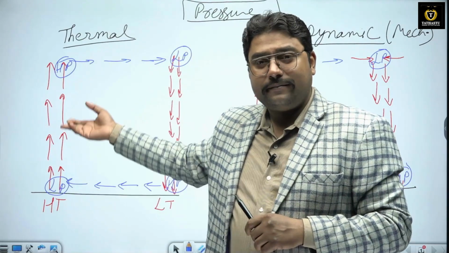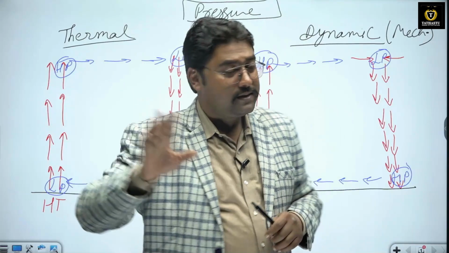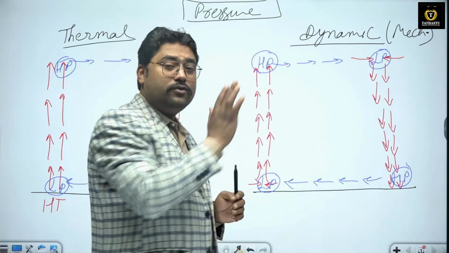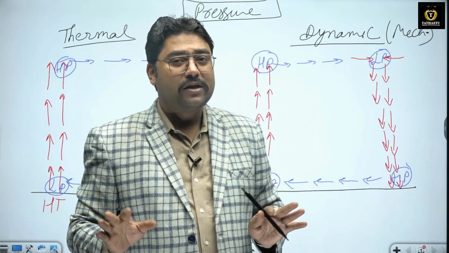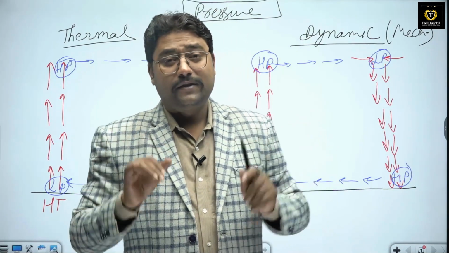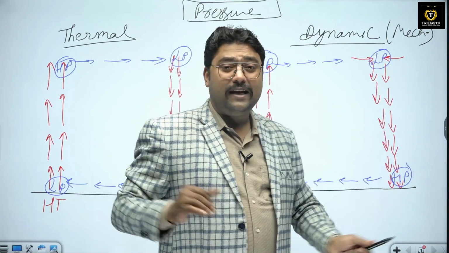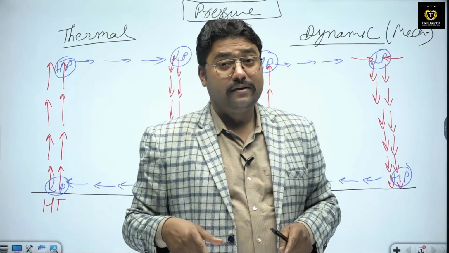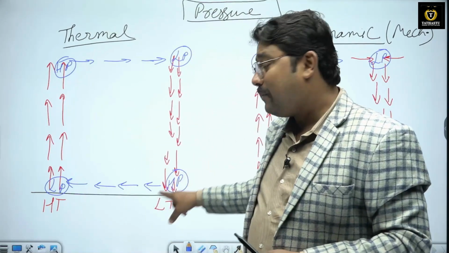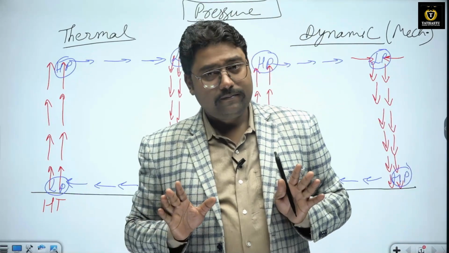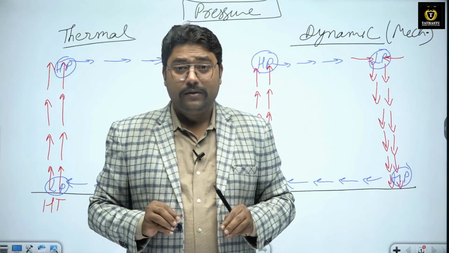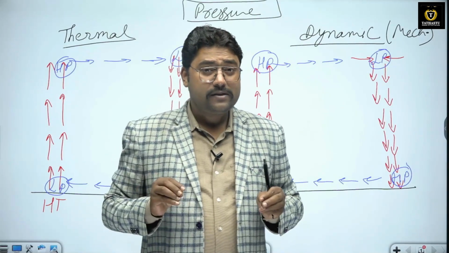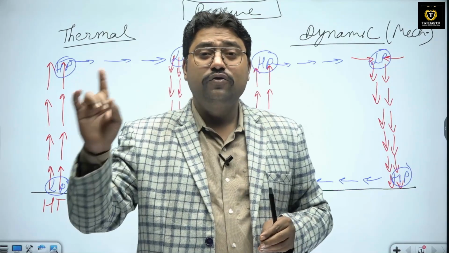Ascending air, always from surface to upper atmosphere, will create low pressure on surface. Then after, sinking air or descending air will create high pressure on surface, and air moves in horizontal pressure difference from high pressure to low pressure.